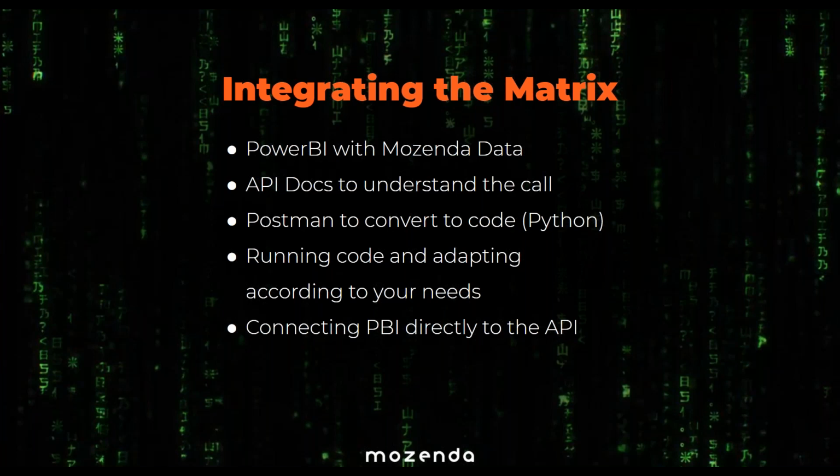The process we'll go through: I'm going to show you the Power BI document that I made by accessing Mozenda data. We'll look at the API docs to really understand the call. Then we'll use Postman to both make the call and make sure it works, and you can convert it to code in Postman. So I'm going to convert it into Python. I'll show you where I'm running the code and the adaptations I made in order to get it in the right format, and then ultimately just connecting Power BI directly to the API.